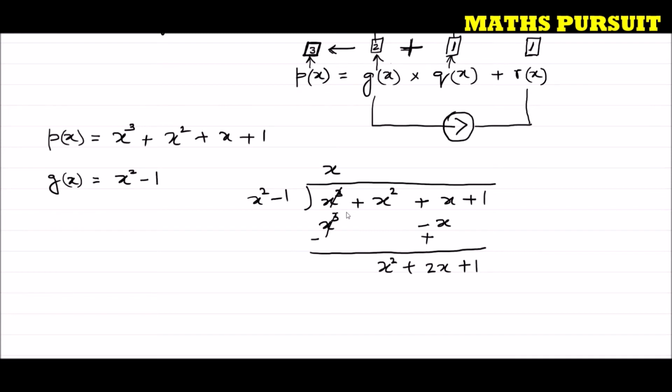Now the next thing, you could see that the new dividend that we got is x to the power 2 plus 2x plus 1. I'm considering this one as the new dividend, not the remainder. So this is x to the power 2, and here we have x to the power 2. What should I multiply to this x to the power 2 so that I can get x to the power 2? The answer is very simple and very straightforward.